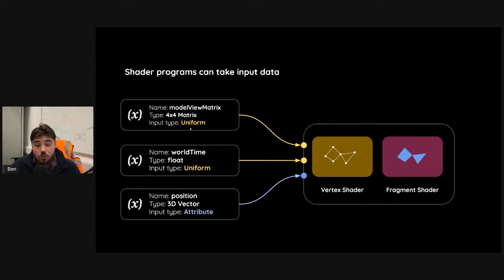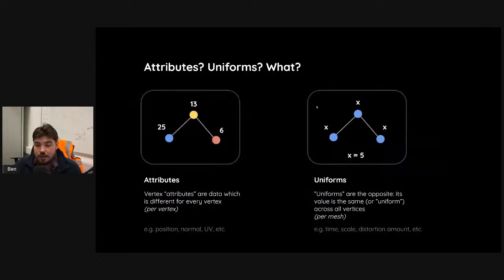What might be a bit confusing is this last part, input type. What's this thing called a uniform? Again, an input type of uniform. And finally, we've got this thing called an attribute, input type attribute. So what does that mean? Well, we're going to get into it here.